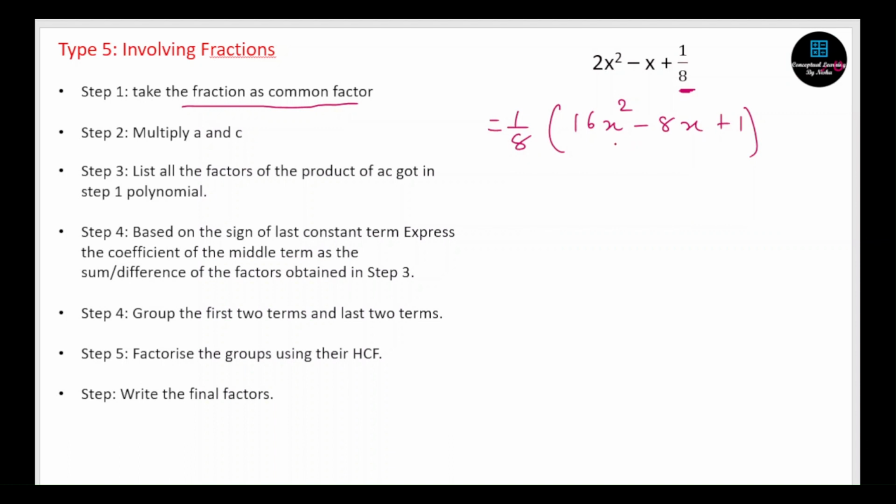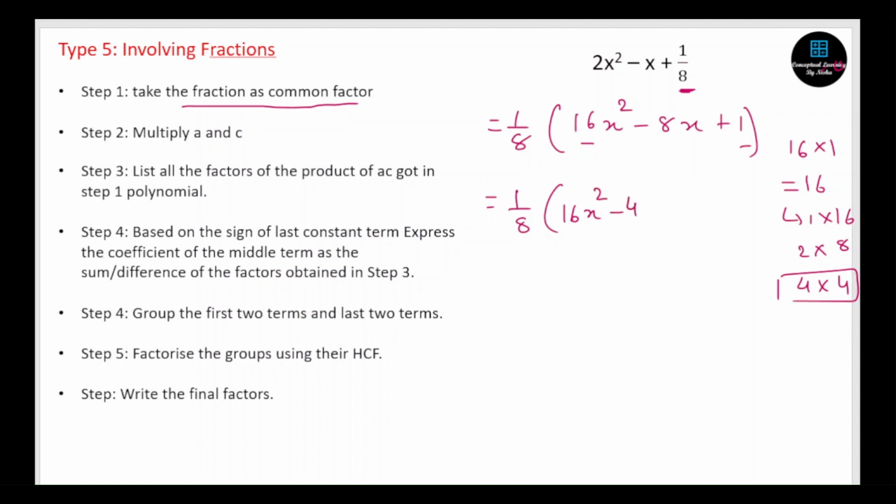Now the remaining steps will be the same. So we have to multiply 16 and 1. That is 16 into 1, which gives me 16. Now I'll factorize 16. The factors are 1 into 16, 2 into 8, then 4 into 4. Correct? So we know that 4 and 4 give me 8. So I'll write this as 16x square minus 4x minus 4x plus 1. And now the remaining steps are the same.